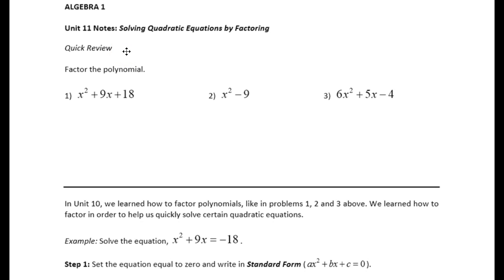Alright guys, so for this podcast, we're still working on solving quadratic equations. Alright, but now we're going to do it by factoring. Okay? Once again, just to recap why you would use this way rather than the first way.